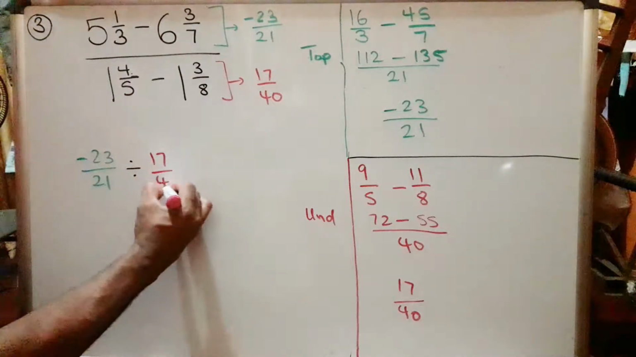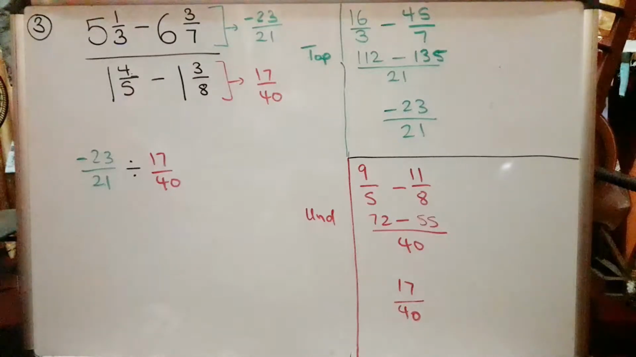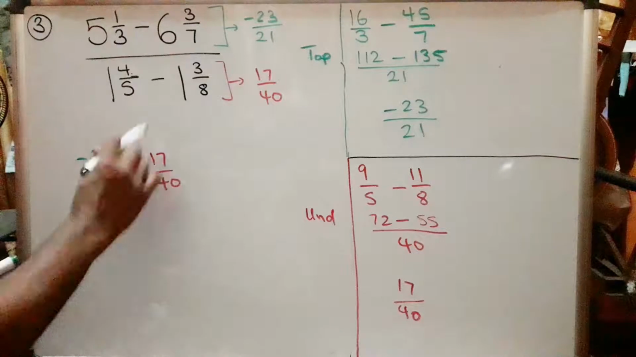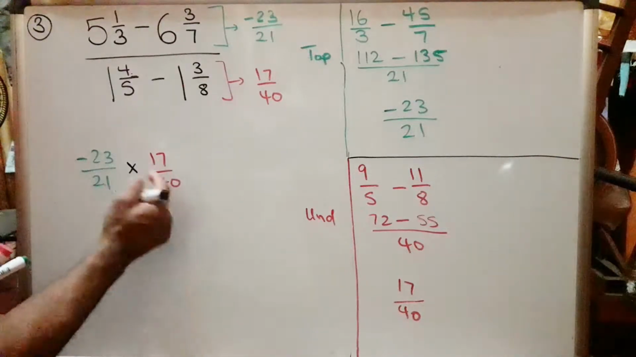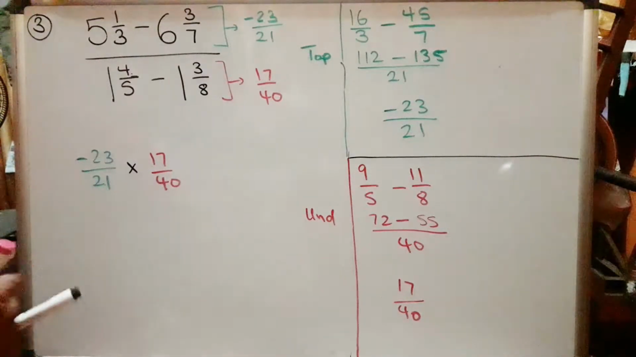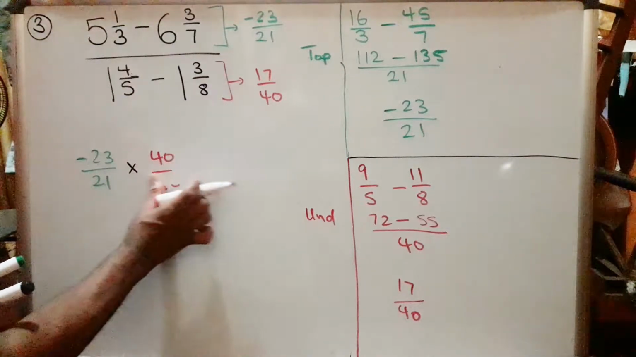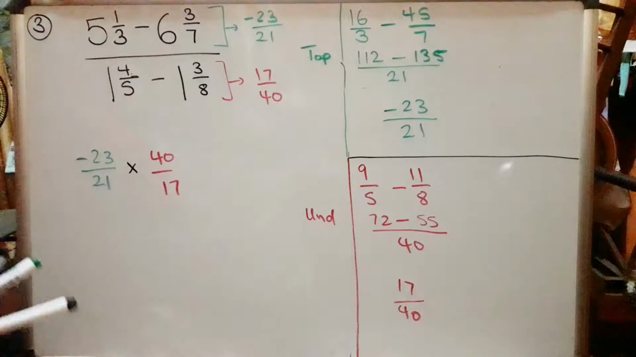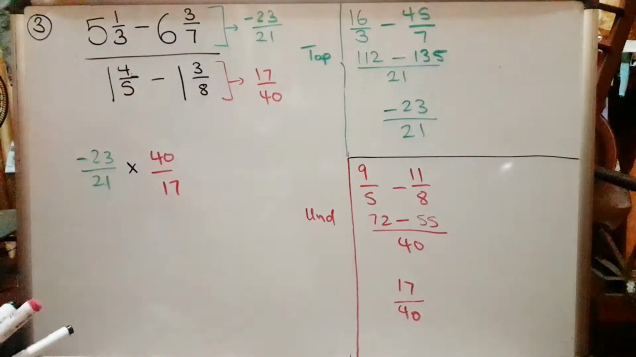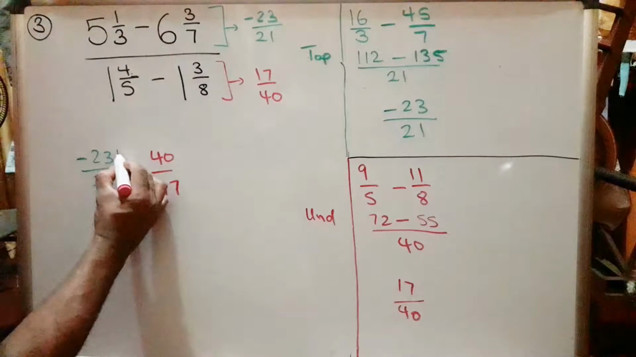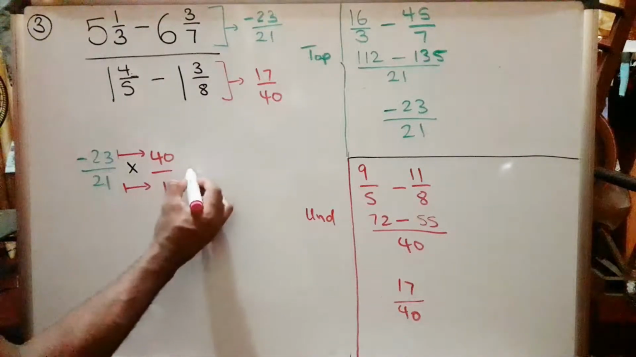17 on 40. You know what's going to happen here. The divide is going to change to a multiply, and I'm going to flip it. So the 40 will jump on top, the 17 will go underneath. 40 and 17. I'm really not too sure if anything can cancel out here. Just double checking. Nope, there's nothing that can cancel out here. Nothing that I'm seeing. So you're just going to multiply the top by the top and the underneath by the underneath.